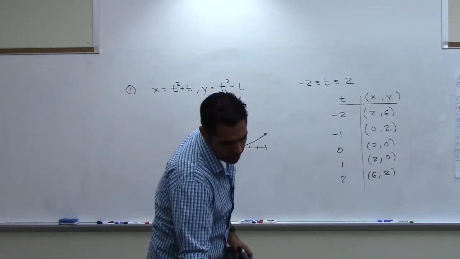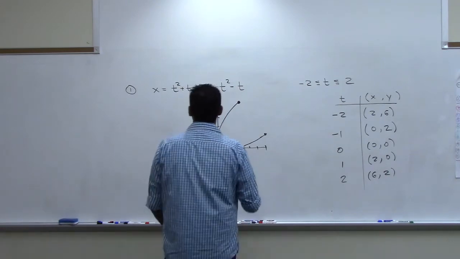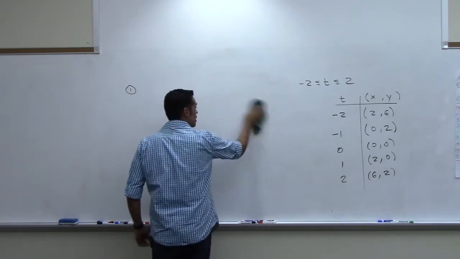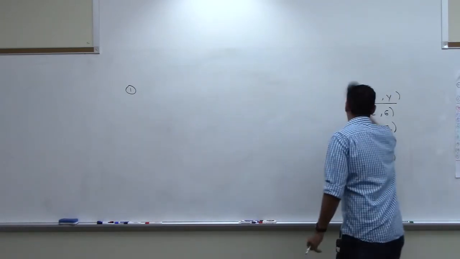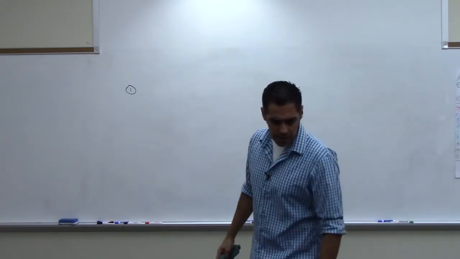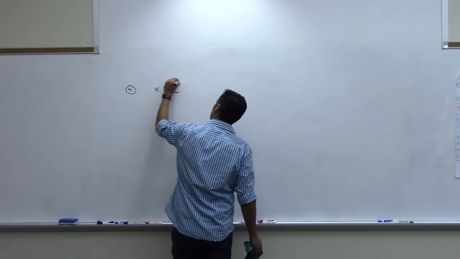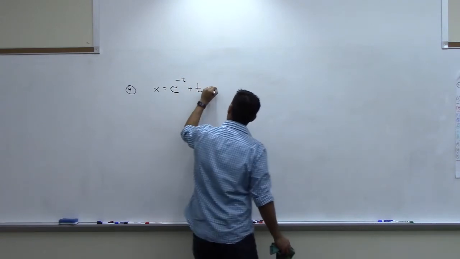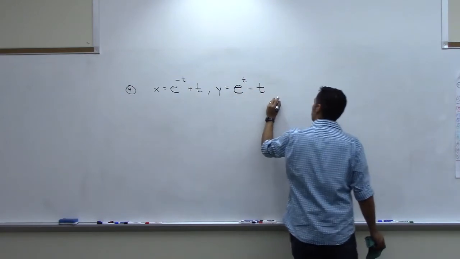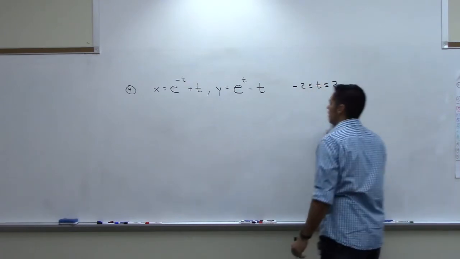Number 4. Same sort of thing where we have to plug in points. This really I gave more as a homework assignment because I wanted you to maybe use your calculators. But if we're going to do it by hand, this is what we'd have to do. So number 4 is x equals e to the -t plus t, and y equals e to the t minus t. And then the restriction is -2 to 2 again, less than or equal to. All right.